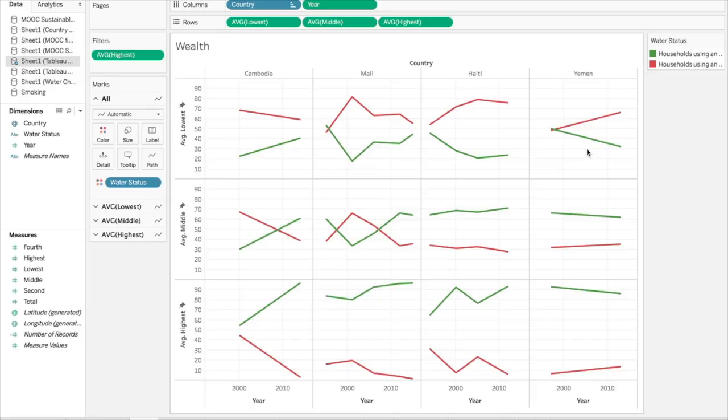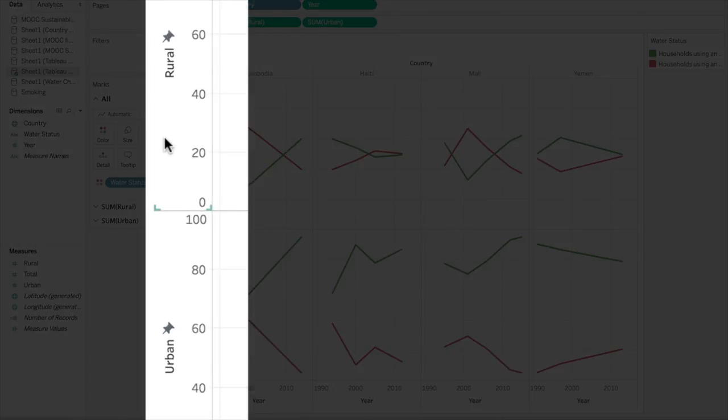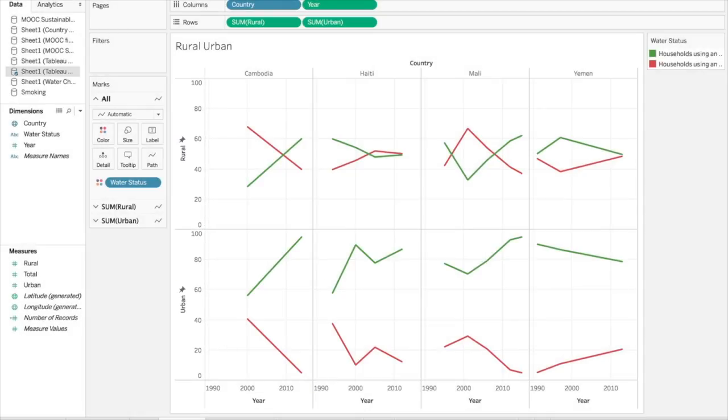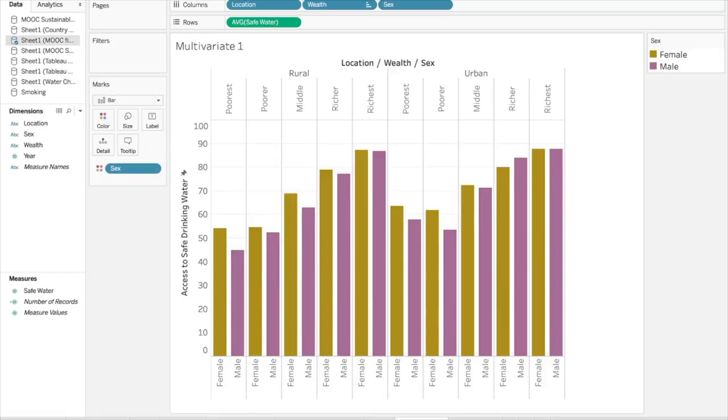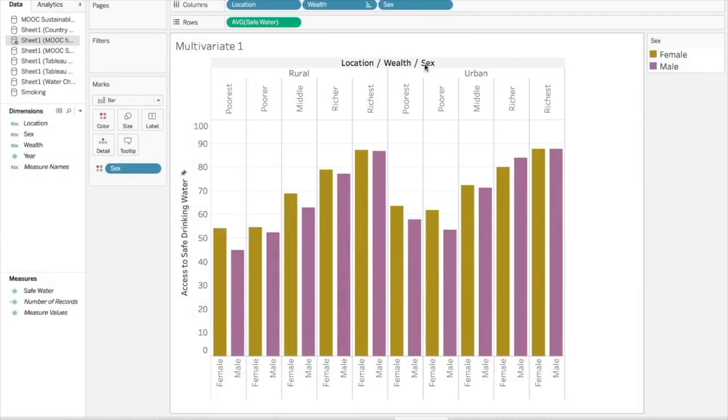We can also go into the DHS data and ask questions about how changes are affected by rural. So these people are now divided by rural and urban, rather than by wealth. Or we can look at many variables at the same time. We're now using the DHS data for Cambodia only to look at the intersection between the location, the wealth, and the sex of a person in their likelihood of getting water. This is just an example of how deep you can go with the data to tell the stories.